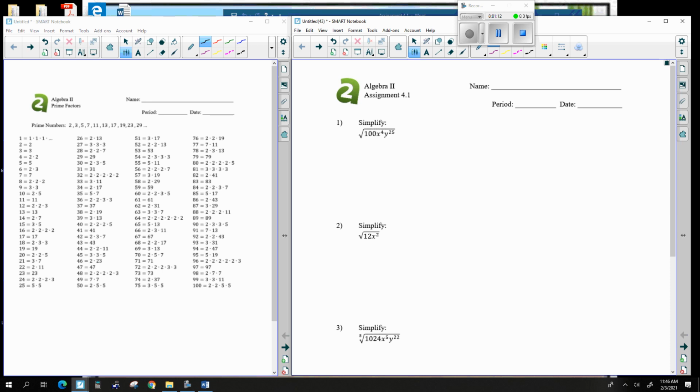Okay, taking a look at number 1 of our assignment, we can see that we have a number, we have an X, and we have a Y. We'll get to the letters here in just a moment. And so what I noticed is that this is a square root, and so the number is 100. And what I want to do is break this down into what are known as prime factors.